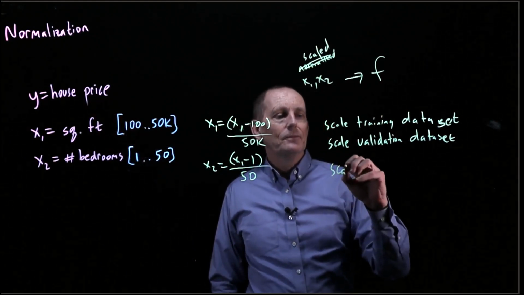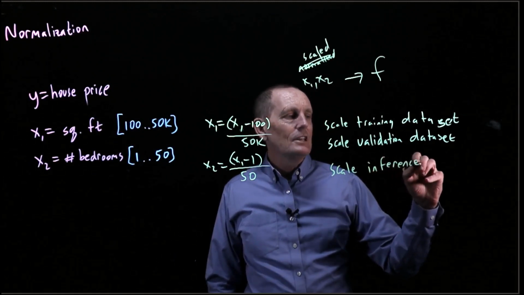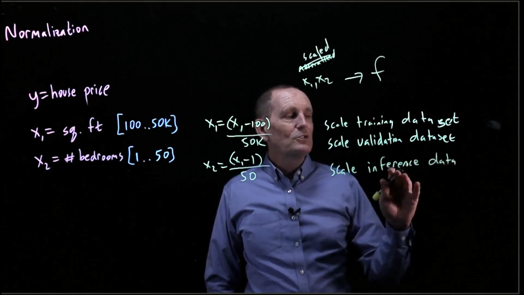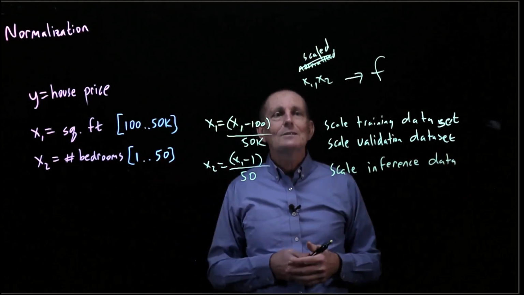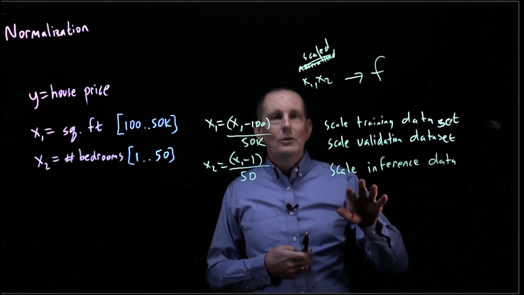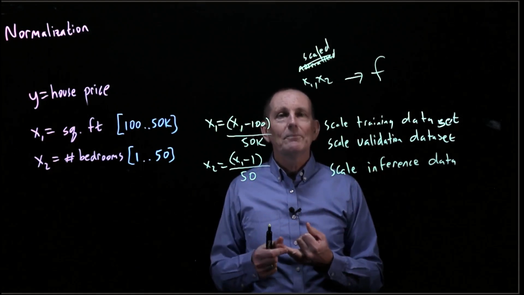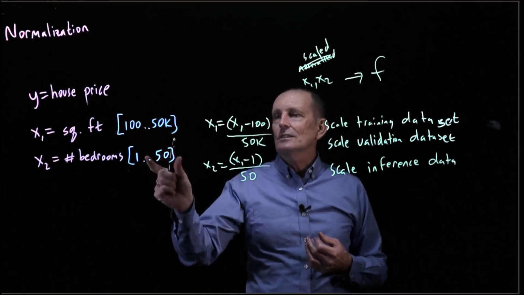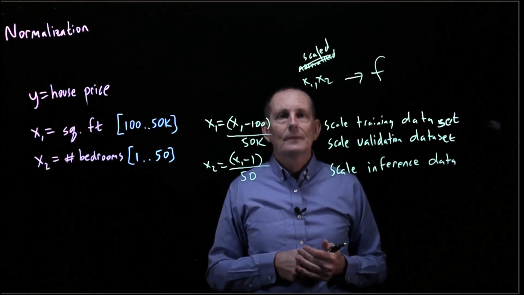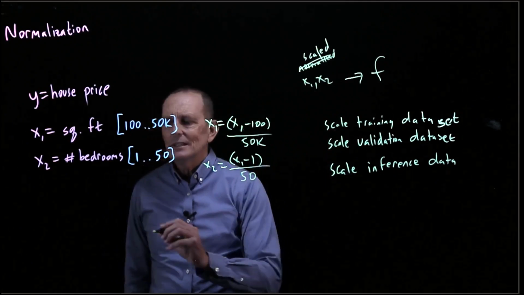What else do we need to do? We need to scale the inference data, right? Inference is, once we put this out in the world, let's say this is our Zillow estimator of house price, then when we're actually looking at particular houses that are neither part of the training set nor the validation set, we need to go ahead and make sure to scale x1 and scale x2. So this will make things better. However, there's still a little bit of an issue.